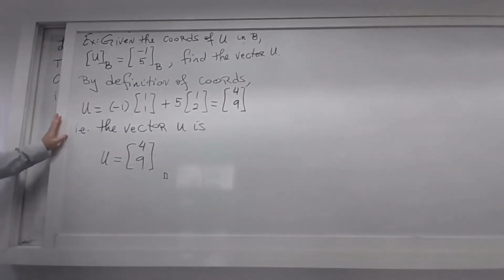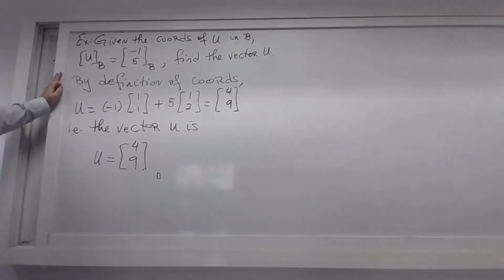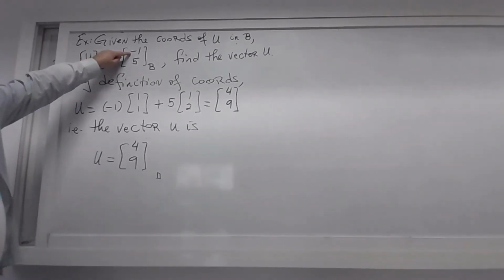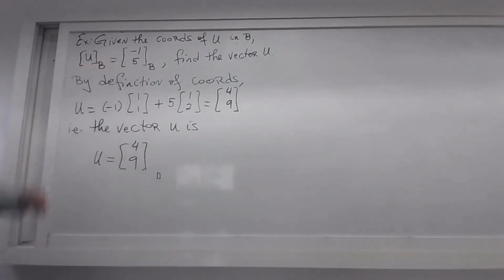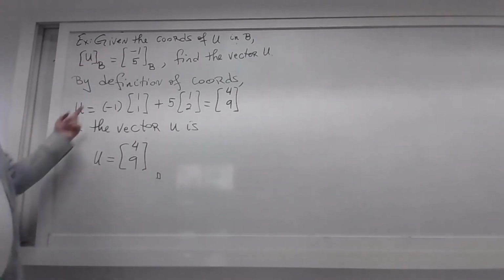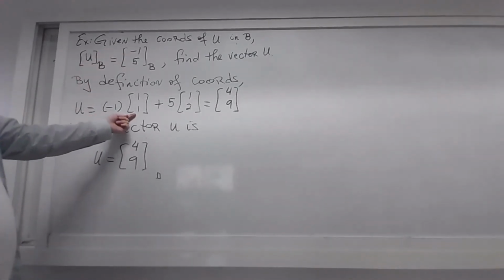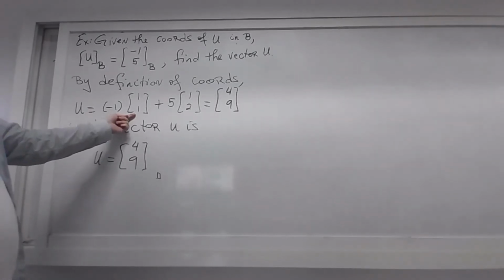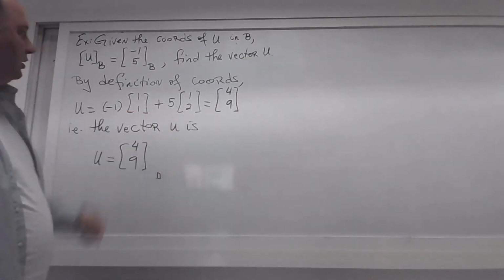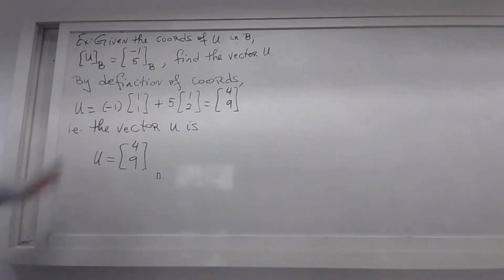Again, by the definition of coordinates, these are the coefficients in front of the basis vectors. So I have negative 1 times the first basis vector from basis B plus 5 times the second basis vector from basis B. So I compute and I get that the vector U is the vector (4, 9).